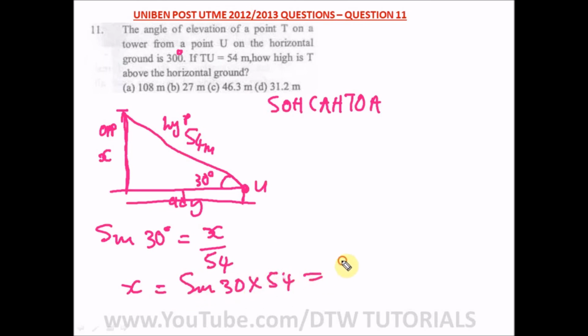And what is sine 30? That is half. 1 over 2 times 54. 2 here, 1, and 2 here is what, 27. So our answer is 27 meters above the horizontal ground. So the right option here is option B.